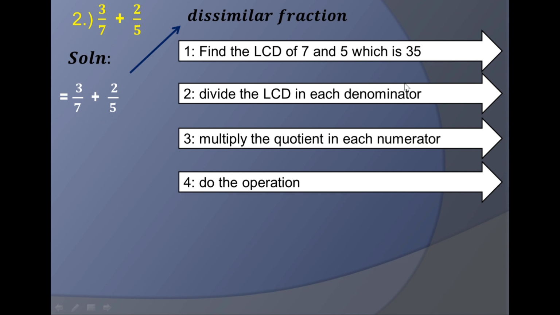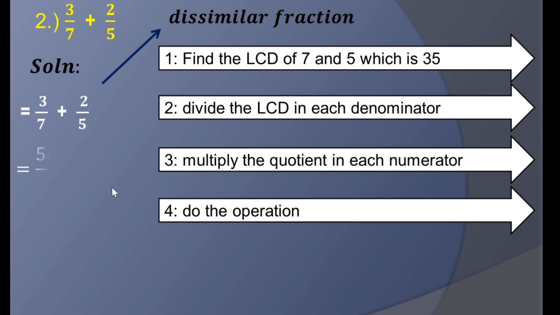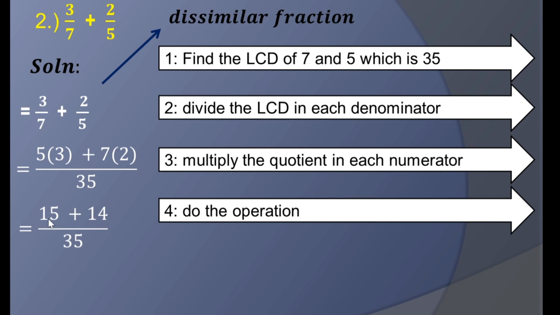So 7 times 5 is 35. Or 7, 14, 21, 28, 35, 5, 10, 15, 20, 25, 30, 35. They meet at 35. Then after that, divide the LCD, or the least common denominator, by each denominator. So 35 divided by 7 is 5, then multiply times 3. 35 divided by 5 is 7 times 2. Then do the operation. So 5 times 3 is 15, 7 times 2 is 14 over 35. Then we know 29 over 35 is the answer.